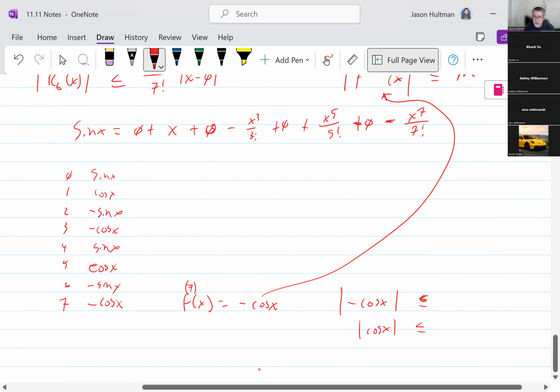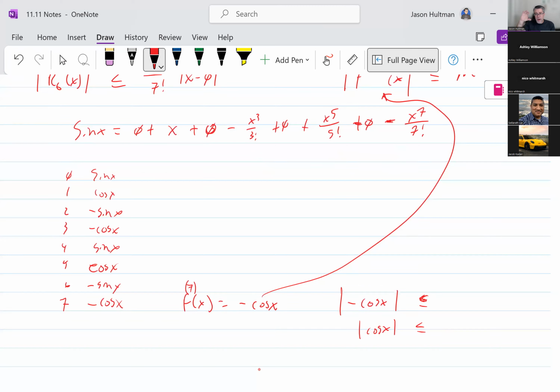And what do we know about the cosine function? What is the absolute value of cosine bounded by? 1. Yeah, it's bounded by 1 and negative 1. Thank you so much. Okay, this is bounded by 1.